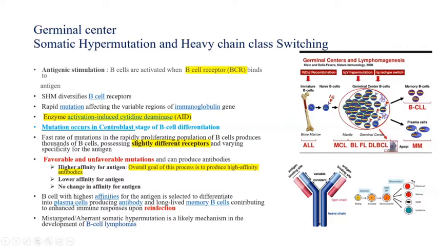But what happens is, some of the unfavorable mutations get selected and they transform into lymphoma cells. So that is the clinical significance of the germinal center. You should always understand the concept of somatic hypermutation and class switching. When there is aberrant somatic hypermutation, the cells deviate from the normal differentiation and transform into lymphoma cells.